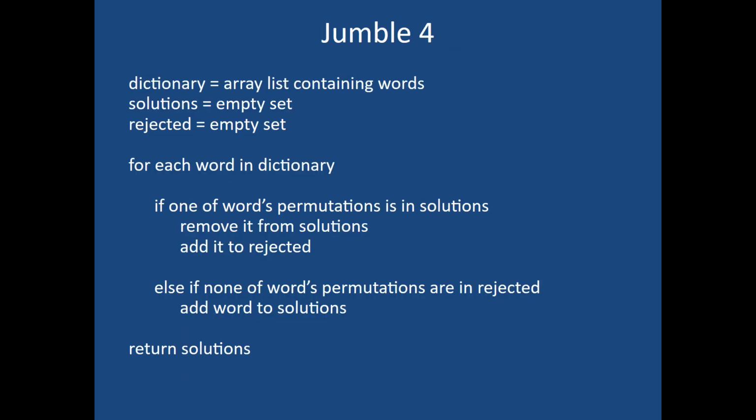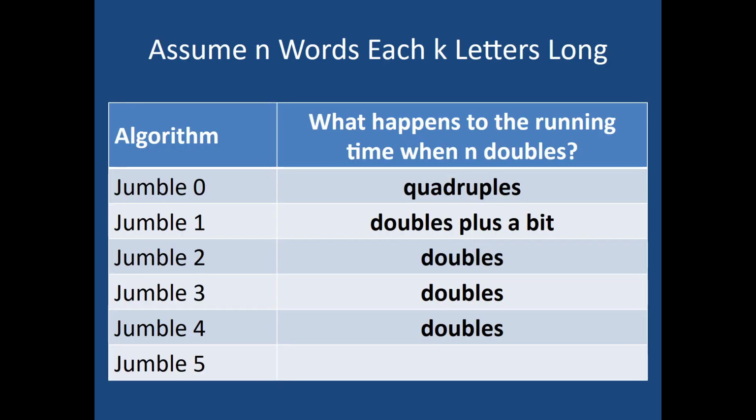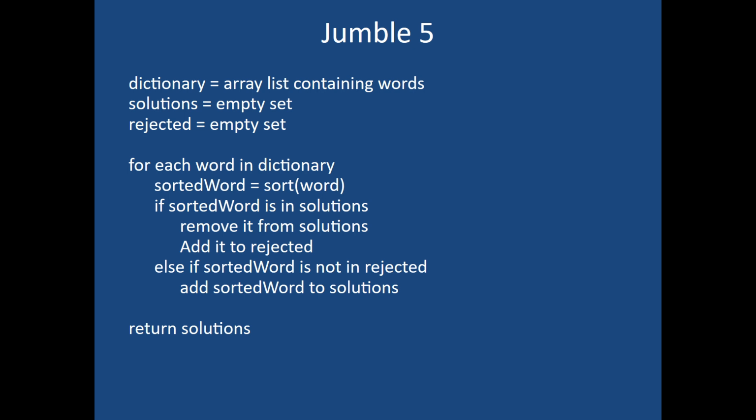This one here is a little bit harder to get your head around, but it turns out it also doubles. What about this one here? Yeah. Also, the stuff in the loop goes fast. That's all sort of constant time stuff, assuming that words are a fixed length. And so it's just going to take twice as long.